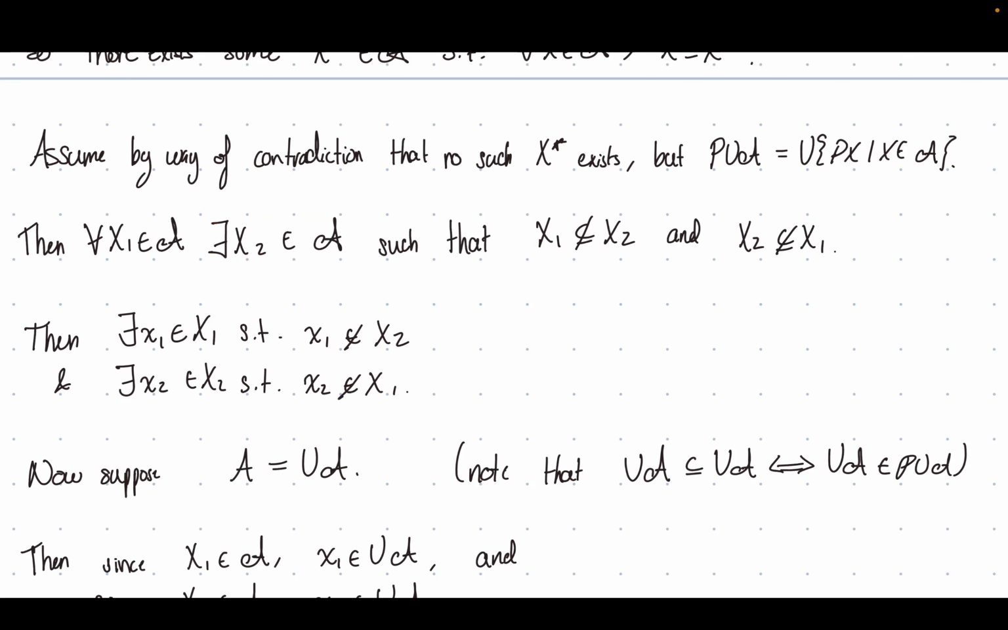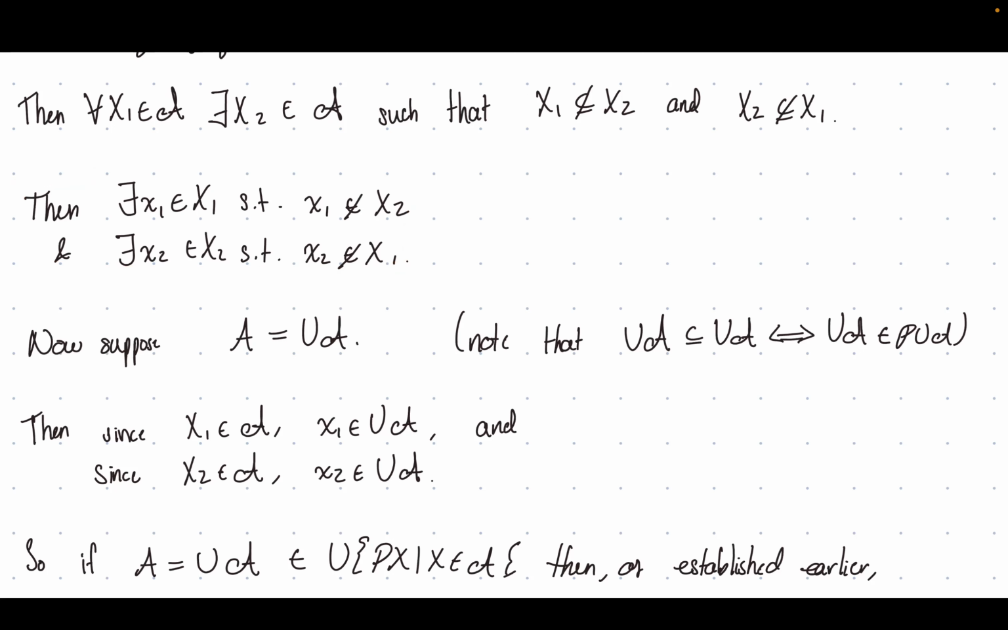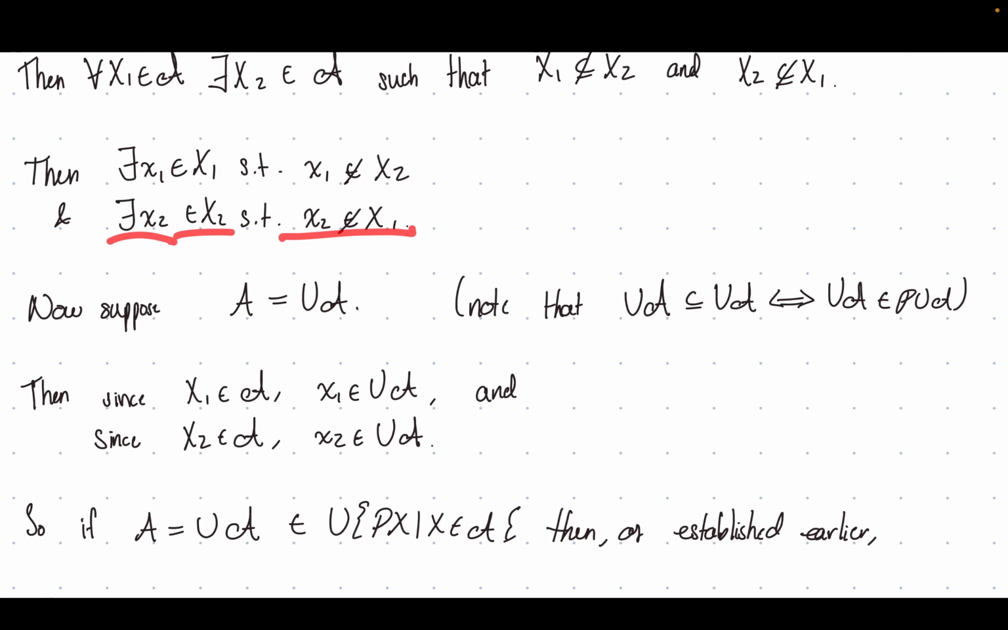That holds for any pair of elements, right? And what I'm saying here is that then there must exist some specific element in each one of them that isn't contained in the other set. This is little x1 in big X1 that's not in big X2, and little x2 in big X2 that is not in big X1.